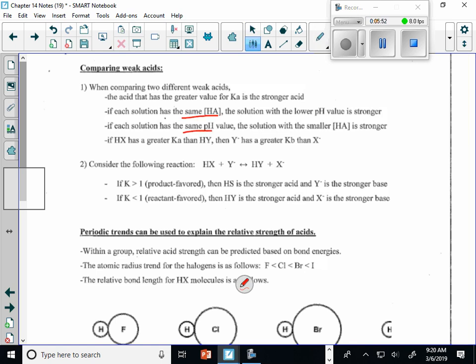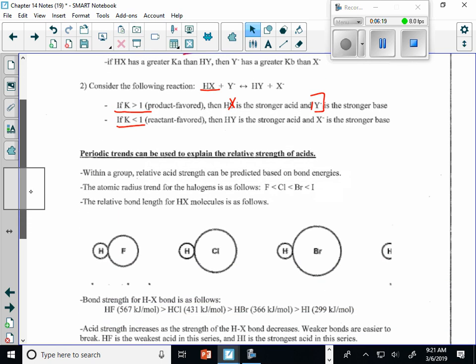What's going to happen? I do have a typo here on the second one where we have our K is greater than 1, K is less than 1. Hopefully you're getting more and more comfortable with that now. This should say the HX as reference to this. I'm not sure where I got that S from. It's a stronger acid, and then the anion, or the Y to the -1 value, is the stronger base. Make sure you highlight those, go through and read those.